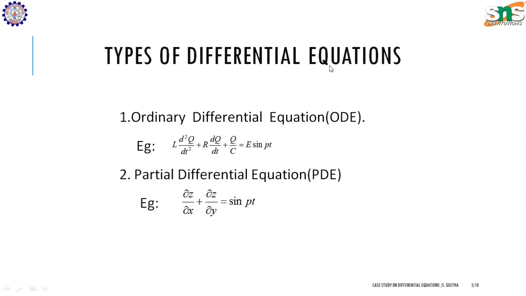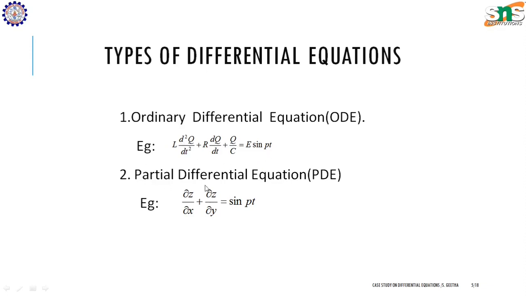Next, types of differential equations. We have two types of differential equation: one is ordinary differential equation, another is partial differential equation. Ordinary differential equation means derivatives with respect to a single independent variable. In this example, L d²Q/dt² + R dQ/dt + Q/C = E sin pt, Q is with respect to t only. So this is an example of an ordinary differential equation.